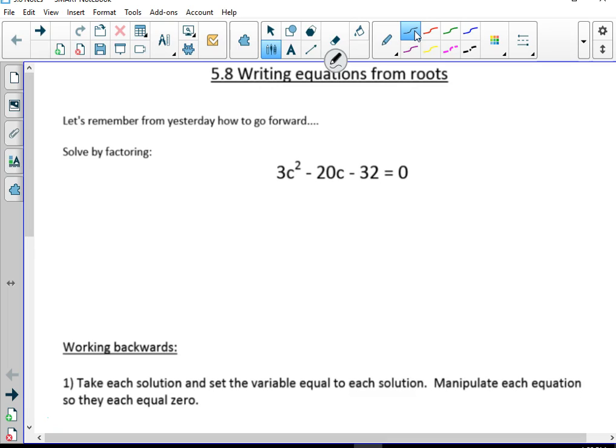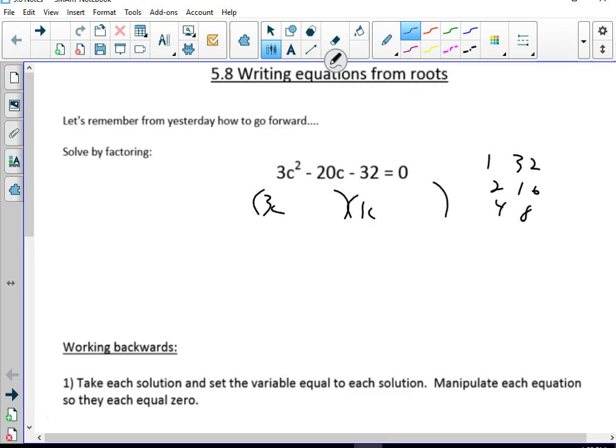Okay, so first off, we talked about factoring before. If I was going to factor this, I'm going to do guess and check. Obviously, there's only one way to get 3c squared, and that's 3 times 1. Now, there's a few different ways to get 32: 1 and 32, 2 and 16, 4 and 8.